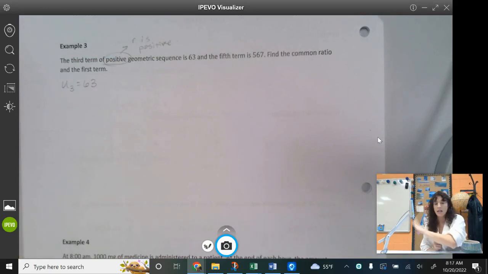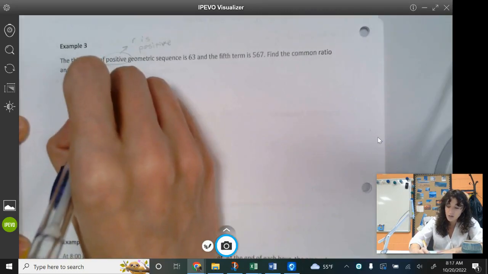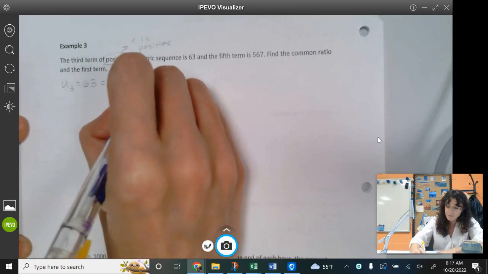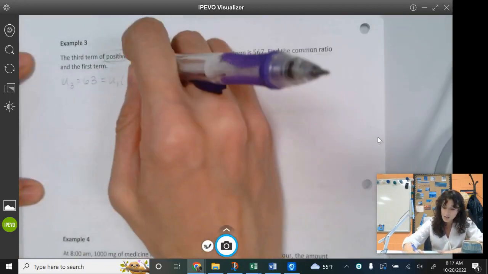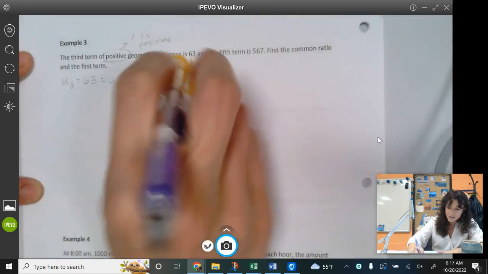And you might stop there and keep writing, but this is something I want to encourage you to do. If we have a formula for the value that you have, write out the formula next to that value, right? If u sub 3 is 63, and we have a formula for finding any u sub n term, write out that formula next to that value. We would have found u sub 3 by doing u sub 1 times r to the n minus 1. But we know what n is because it's the third term, right? So we actually can do 3 minus 1, which is 2.